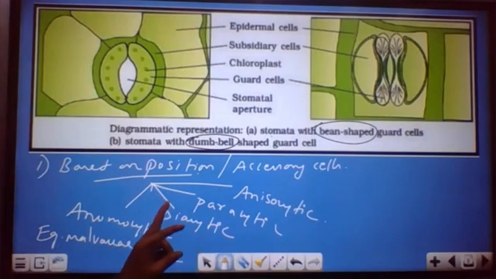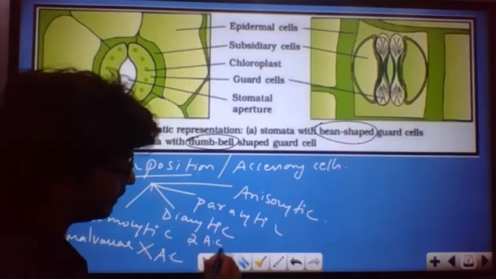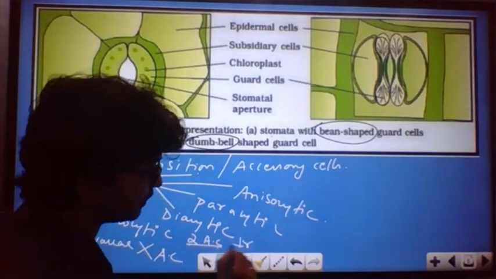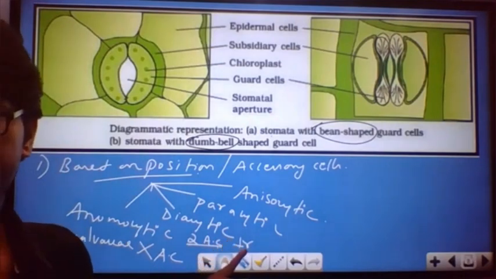Diacytic is where you can see two accessory cells present. Here, AC means accessory cells. These two accessory cells are present perpendicular to each other.